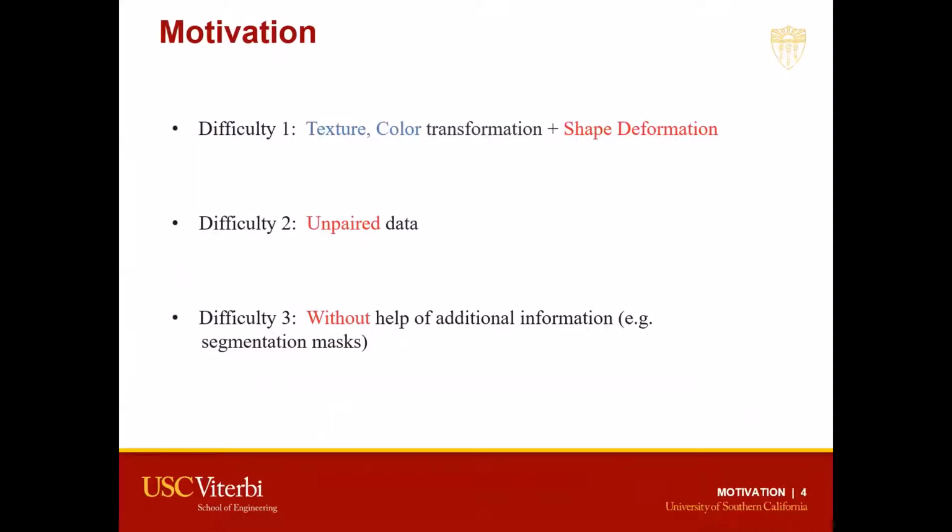From our motivation, our object transfiguration task has three difficulties. First, we want to incorporate texture and color transformation, as well as the shape deformation in our task. So, our model can perform the task when two object domains have obvious shape difference, like cat and dog. Second, we use unpaired data in our task. The third difficulty is that we will perform this task without help from other additional information, for example, the segmentation masks.